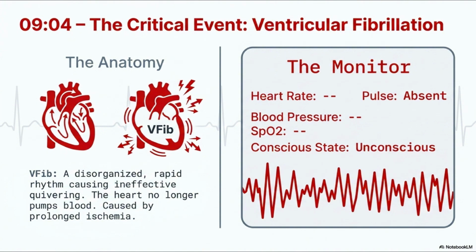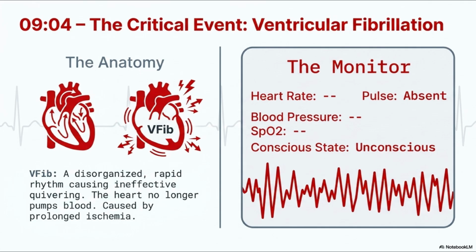And the failure of those pumps is the tipping point. The electrical gradients across the cell membranes collapse entirely. The ischemia triggers widespread, disorganized electrical chaos. The heart just loses its ability to coordinate a contraction. Which brings us to 09.04 in the simulation. Carl develops ventricular fibrillation, or VF.